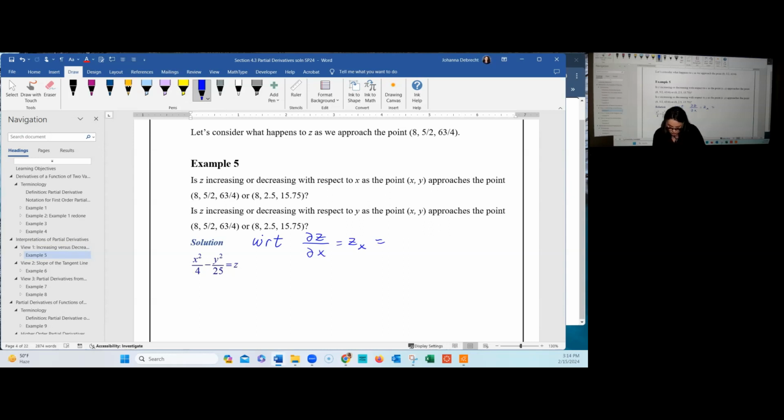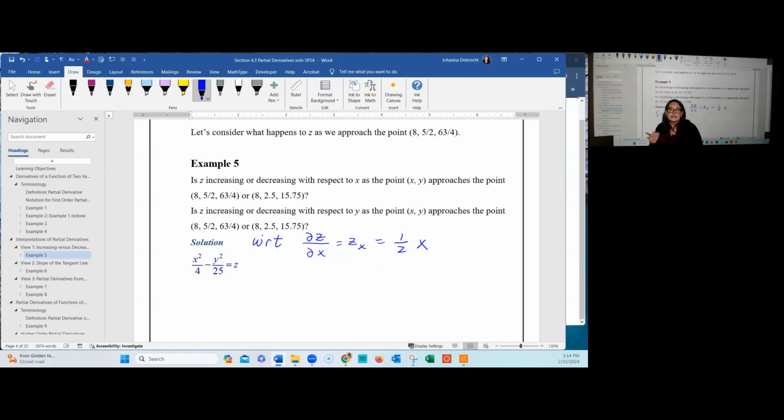And the partial, of course, would consider the second term in the equation to just be a constant, and the derivative of x squared divided by 4 would give me a 1/2 x. Now I want to evaluate that at the particular point I'm interested in.